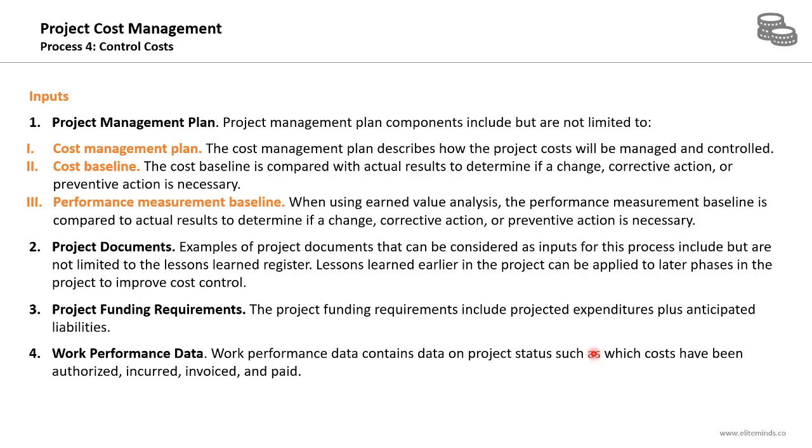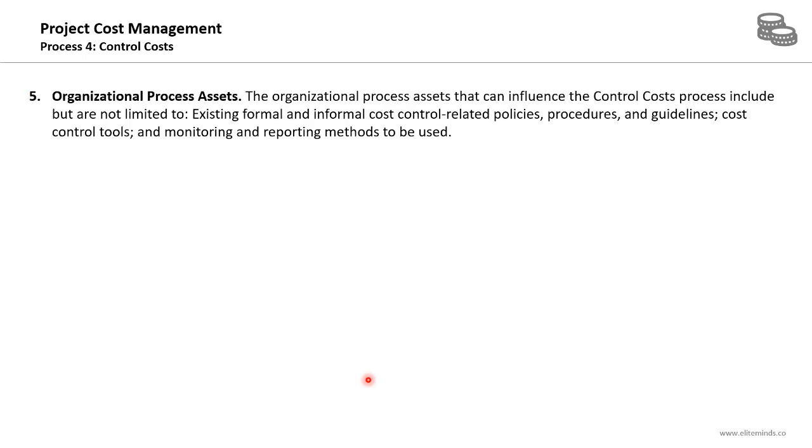We will need the work performance data. Work performance data is an output of the executing processes, and it contains data on project status, such as which costs have been authorized, incurred, invoiced, and paid. So the work performance data is the raw information that comes from the project site. It represents the actual status of the project, and it will be analyzed as part of this process to develop the work performance information and reports.